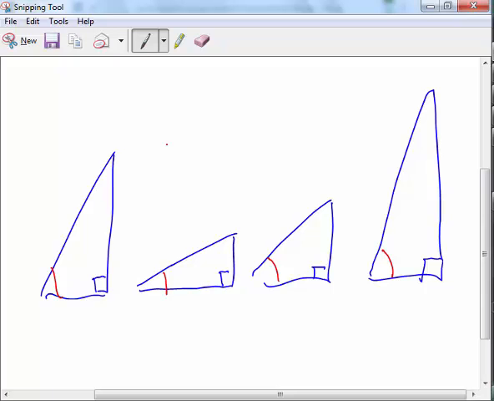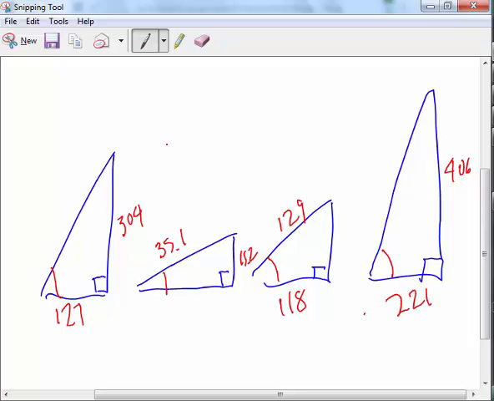The given values are 127, 304, 35.1, 15.2, 129, 118, 406, and 221. Okay, so Pythagoras would say you can figure out that third side.